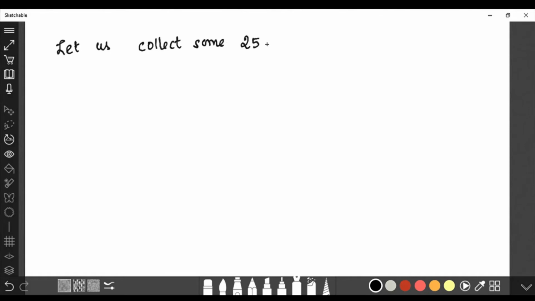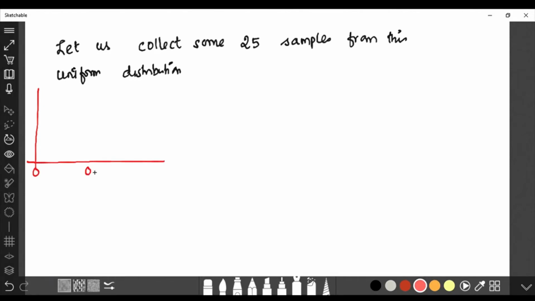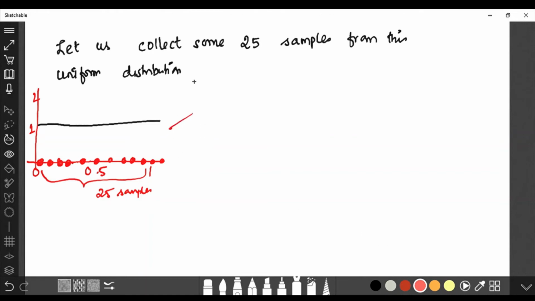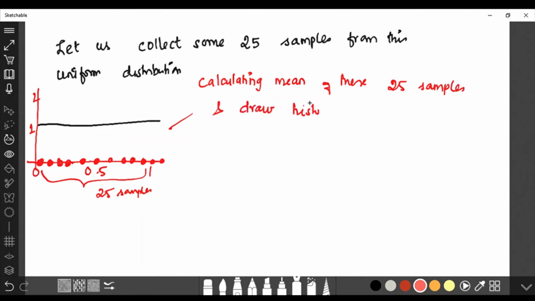Now let us consider some example values. I am going to collect 25 samples from this uniform distribution and show the plot drawn for this. When we take the distribution curve and plot it, the curve will not show a normally distributed shape. This is what the central limit theorem states. I am going to take 25 sample points and take a mean value for these 25 sample points. If I calculate the mean and plot the histogram, it will be a different one.